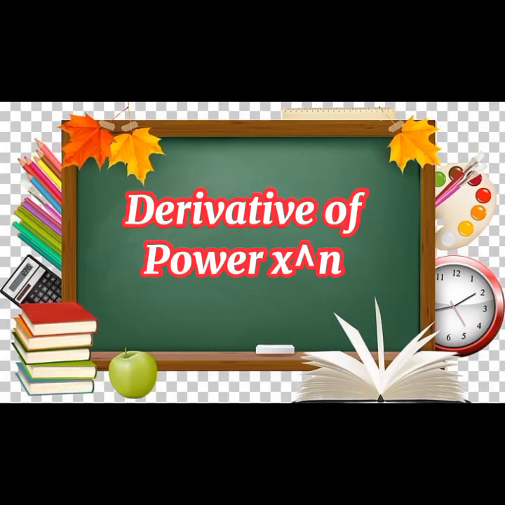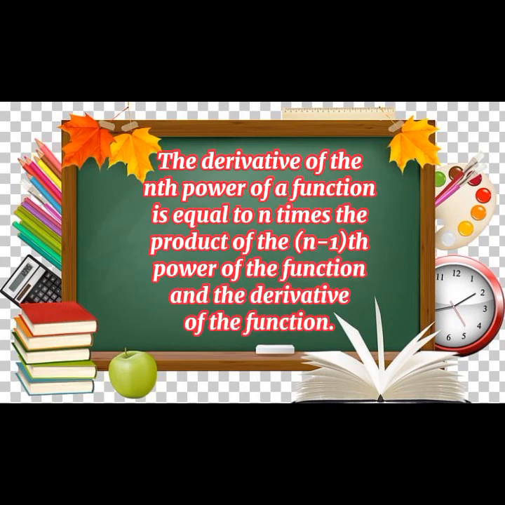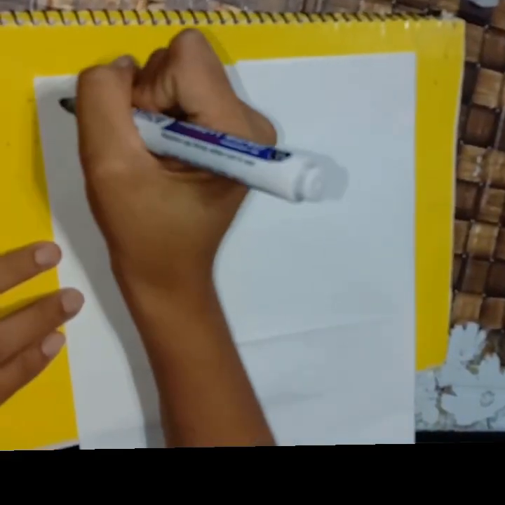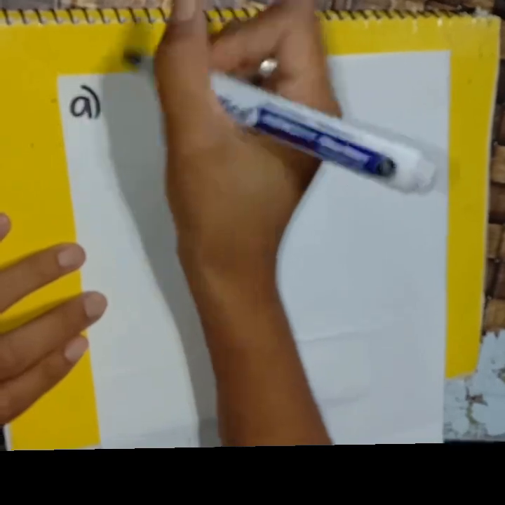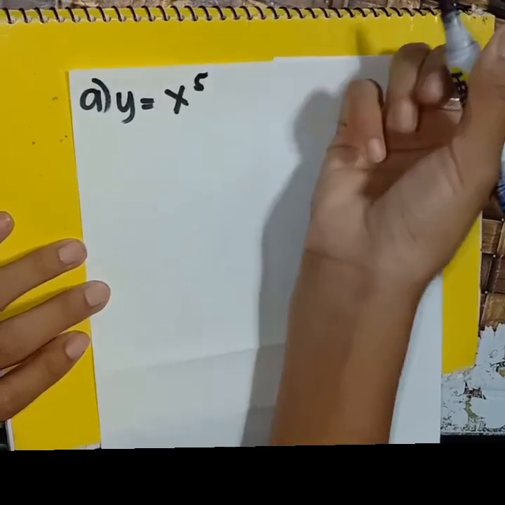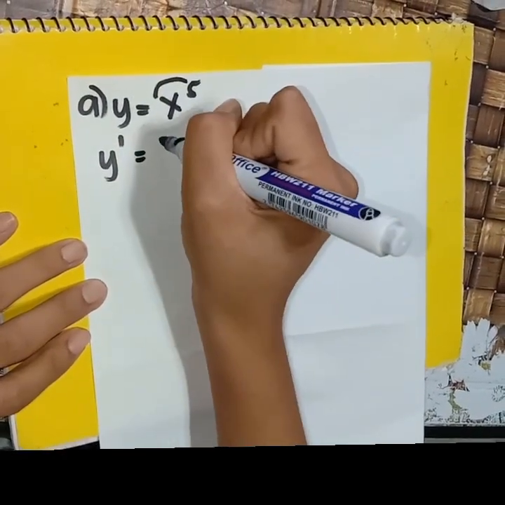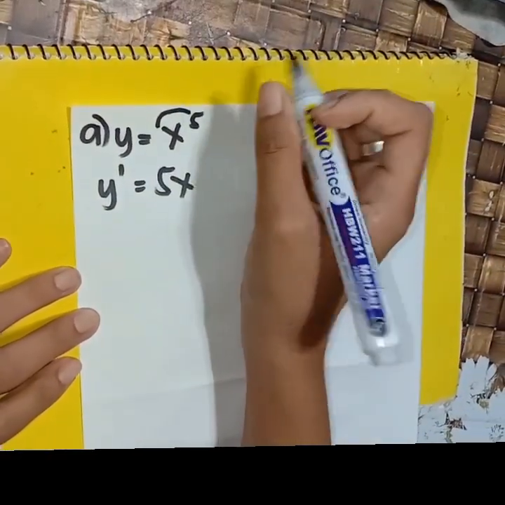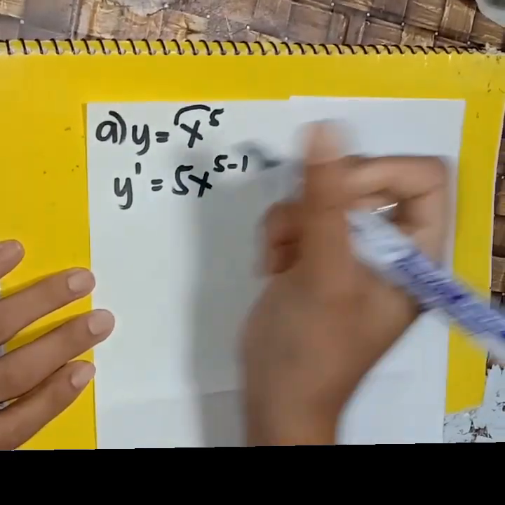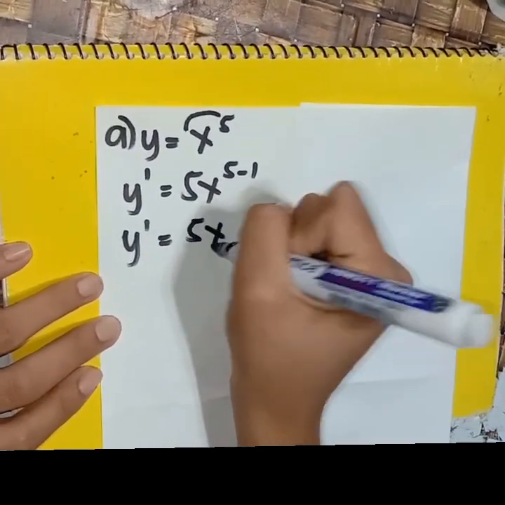Next is the derivative of power x raised to n. The derivative of the nth power of a function is equal to n times the product of the n minus 1 power of the function and the derivative of the function. First example, let's find y is equal to x raised to 5. First step is to move the exponent in front. So it will become 5x, then the exponent less 1. So y prime is equal to 5x raised to 4.